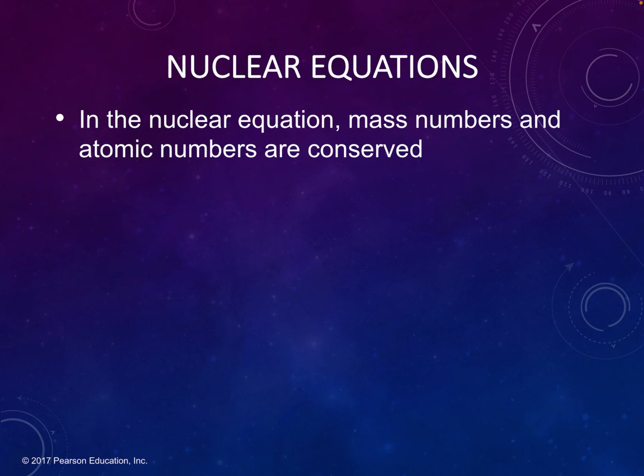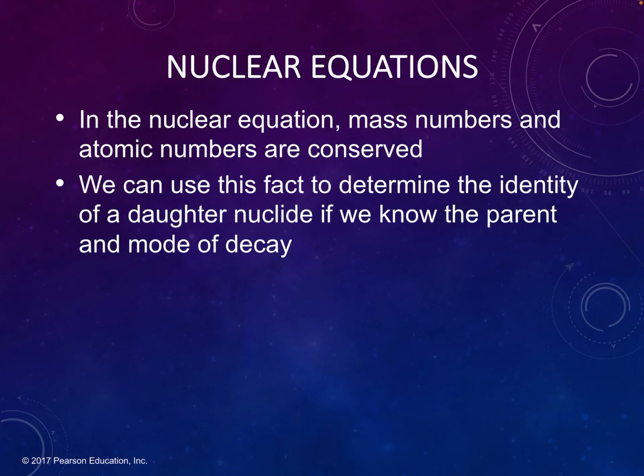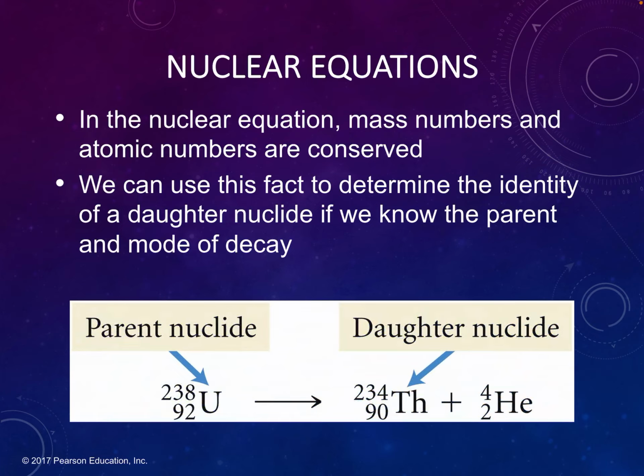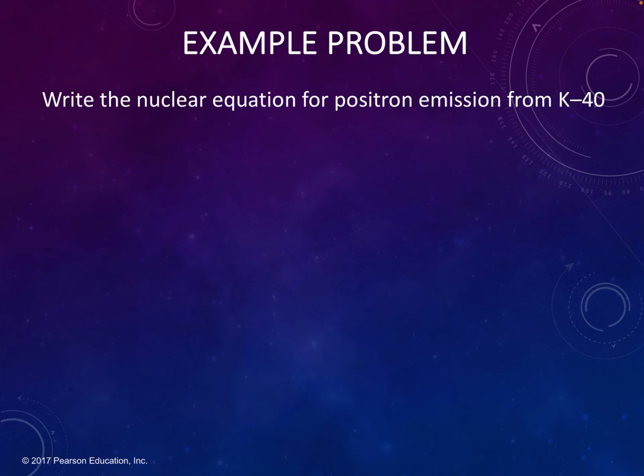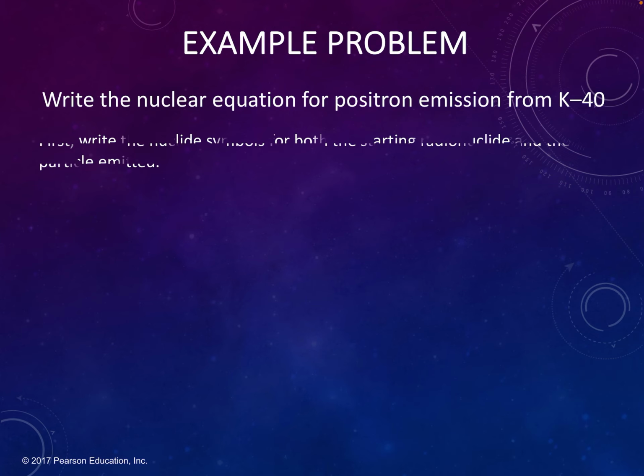Okay, so let's write some nuclear equations. Remember, in the nuclear equation, we need to make sure that our mass numbers and our atomic numbers are conserved. And we'll use that to figure out the identity of the daughter nuclide, if we know the parent and the type of emission, or we might figure out the parent nuclide, or the type of emission, right? But we can use all of this mathematical relationship to figure out what's missing. Okay, so let's go through an example problem. This says, write the nuclear equation for positron emission from potassium-40.